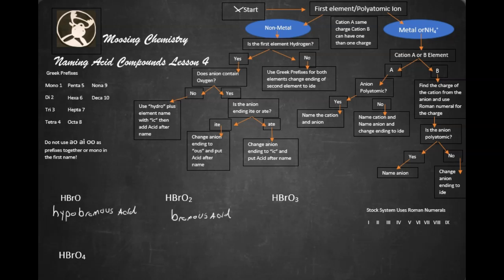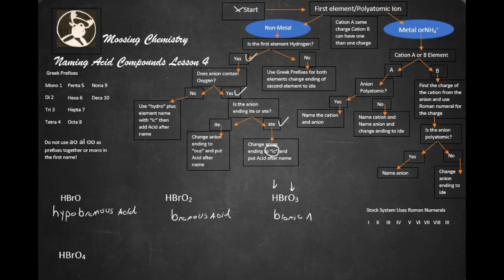We'll start here again. Is the first element a nonmetal? It is. And is it hydrogen? It absolutely is. That's definitely hydrogen. Does the anion contain oxygen? It sure does. See, there's the oxygen. So now we've done the ITE, so this one's going to end in ATE. So you're going to change the anion ending to IC and put acid after the name. So you're going to call this bromic acid. Pretty darn snarly.